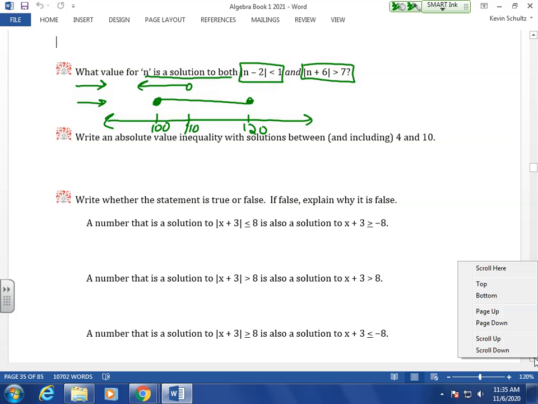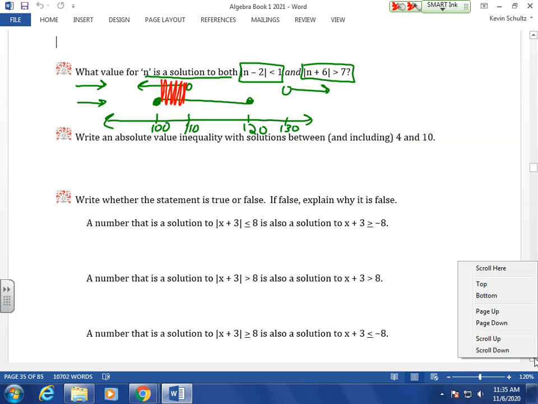And then for your second one, if your or statement, maybe we have n is less than 110 or greater than 130. Where in these graphs would the solutions to both inequalities be? Between 100 and 110, right? Because that's where these two graphs overlap.